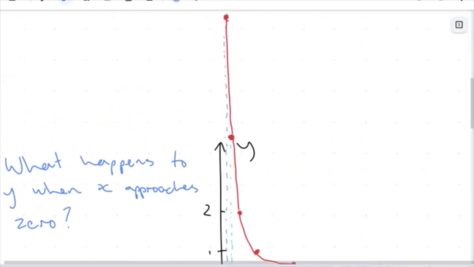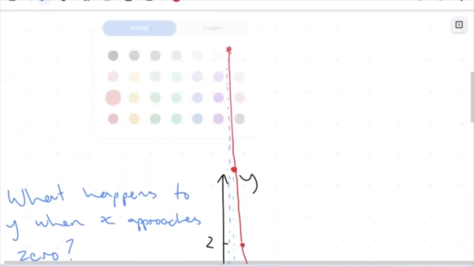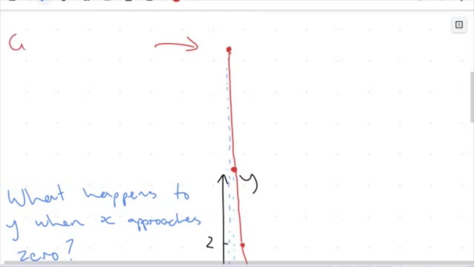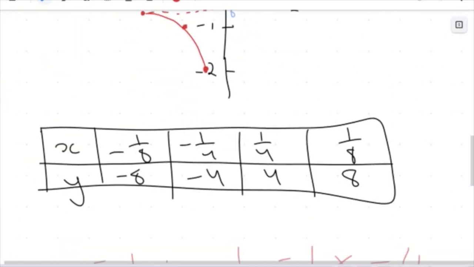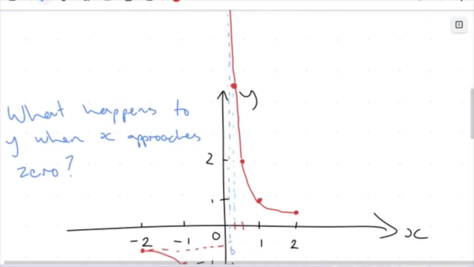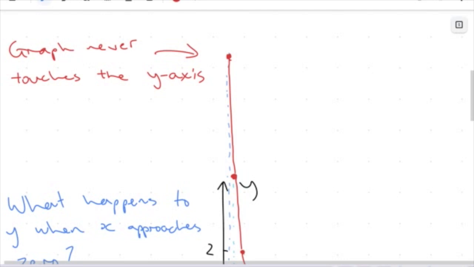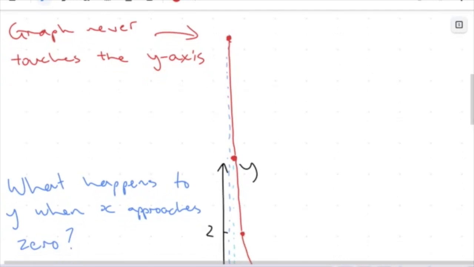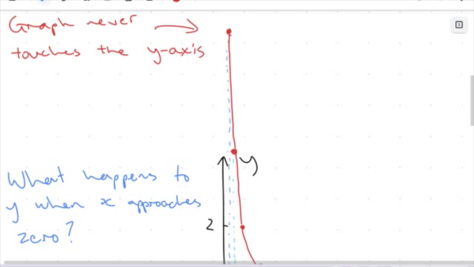So this graph, I'm going to write here, the graph never touches the y-axis. Try another one. If you try, for example, negative 1 over 16, see what that gives you. But you'll see that we're still going to get these really high numbers. This is just going to keep shooting up higher and higher. But we can see that here, this graph never touches the y-axis.